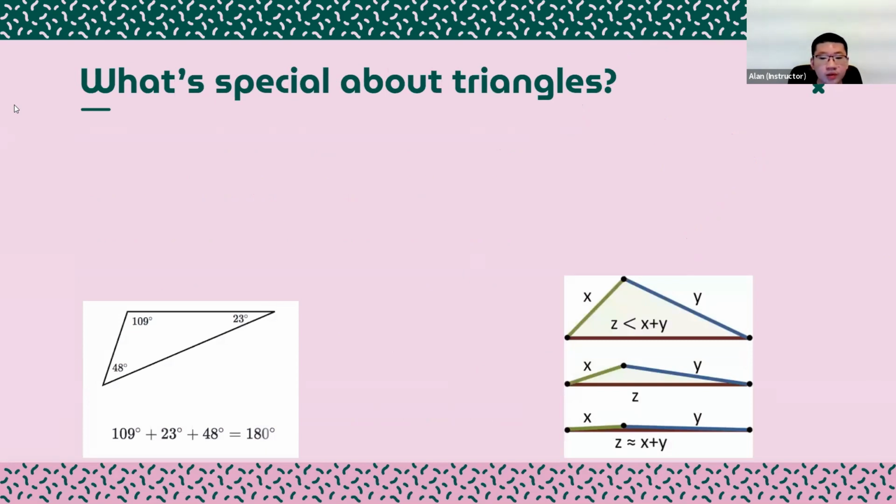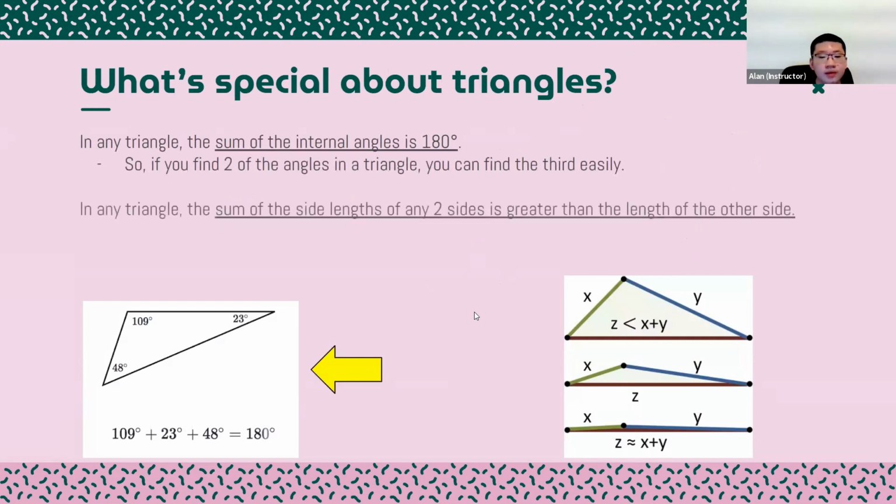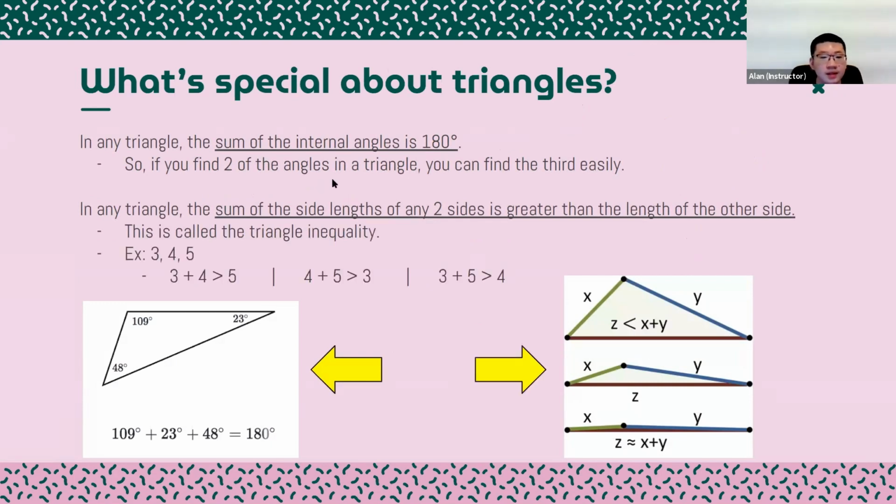So, what's so special about triangles? Every triangle has certain characteristics that it has to fulfill. The first characteristic is that the sum of the internal angles of a triangle is always 180 degrees. For example, you can see a yellow arrow pointing to the left. The three angles in this triangle are 109 degrees, 23 degrees, and 48 degrees, and if you add them, you'll see that they add up to 180 degrees.